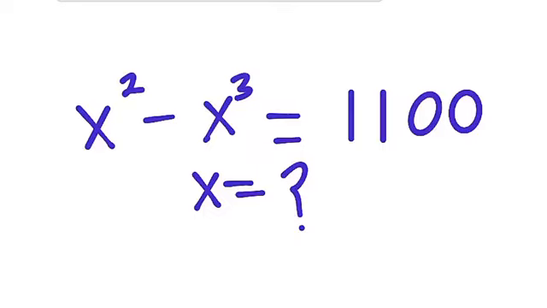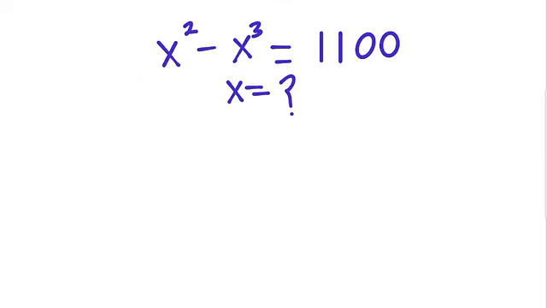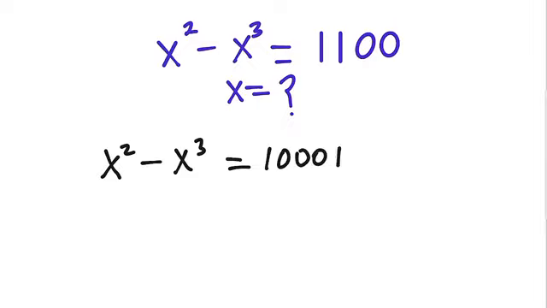Hello, we want to solve for the value of x in this beautiful equation. So in here, I'm going to write the equation like x squared minus x to the power of 3 equals 1100. I can write it as 1000 plus 100.